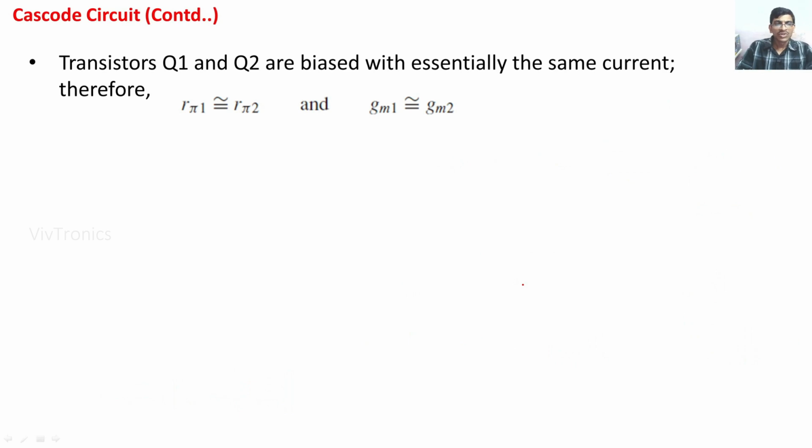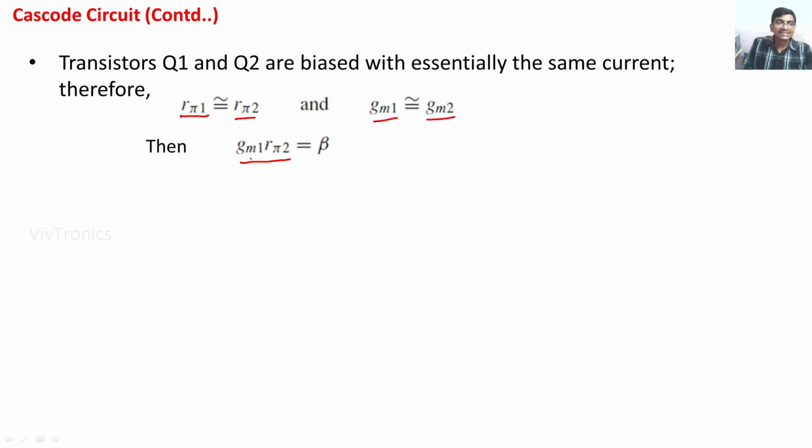We know that the transistors Q1 and Q2 are biased with essentially the same current. Therefore, the input resistance Rpi1 will be equal to Rpi2, and the transconductance gm1 of transistor 1 will be equal to gm2.